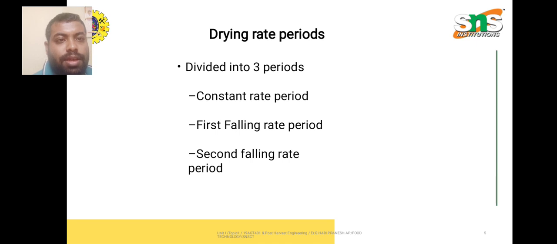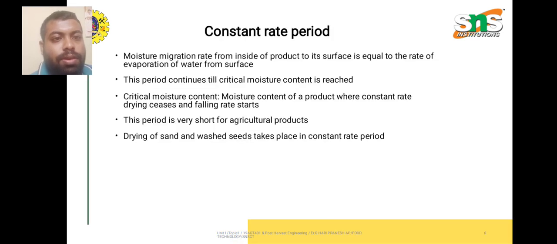Drying rate periods. Drying rate is divided into three periods: constant rate period, first falling rate period, and second falling rate period. Constant rate period. The moisture migration rate from inside of the product to its surface is equal to the rate of evaporation of water from the surface. This period continues till critical moisture content is reached. What is critical moisture content? It is the moisture content of a product where constant rate drying ceases and falling rate starts. This period is very short for agricultural products. Drying of sand and washed seeds takes place in the constant rate period.